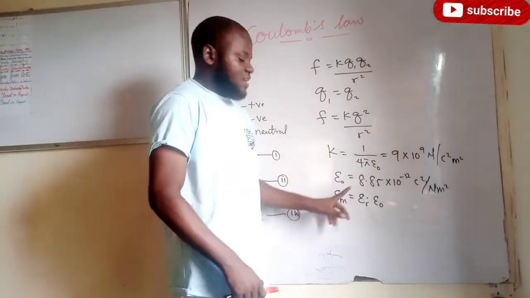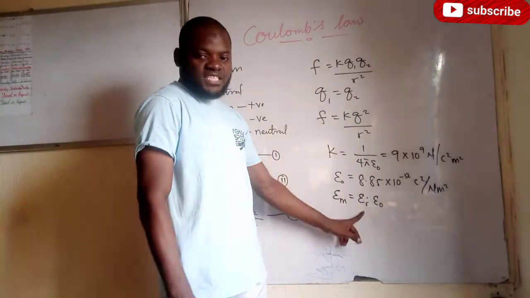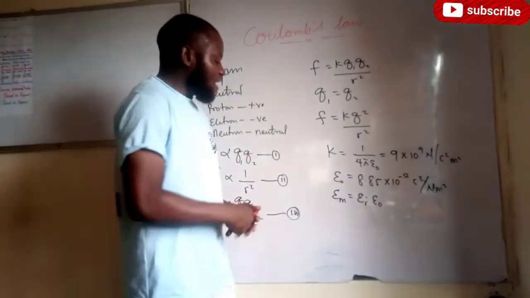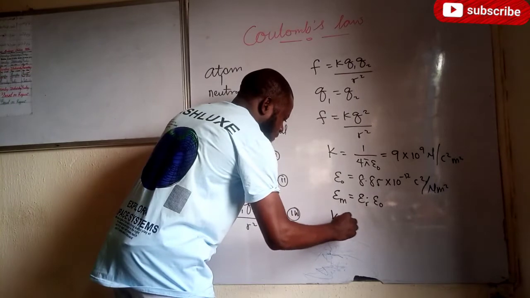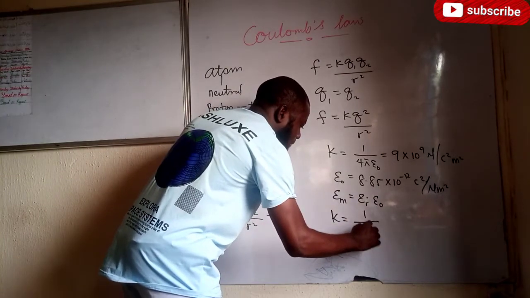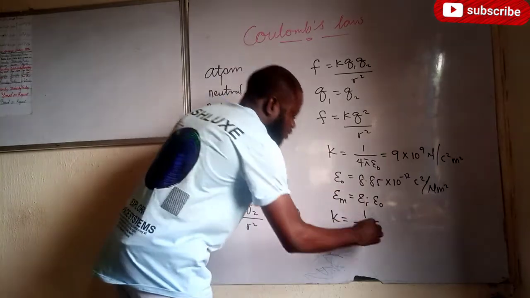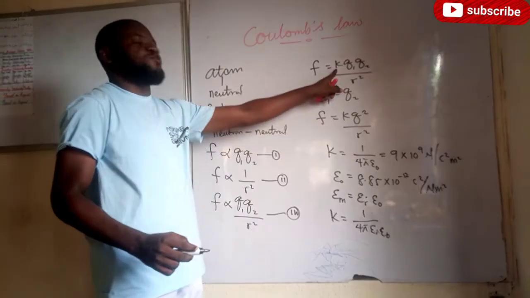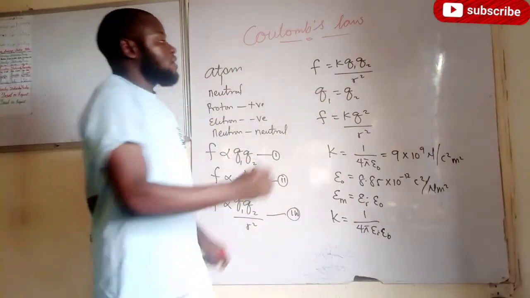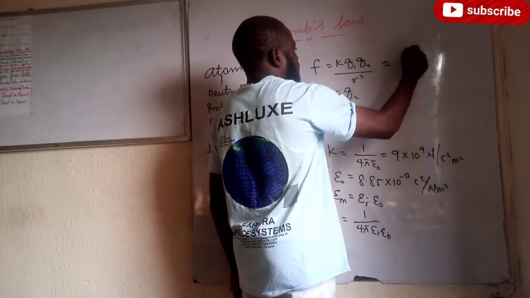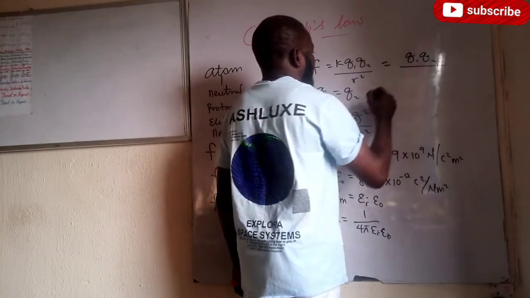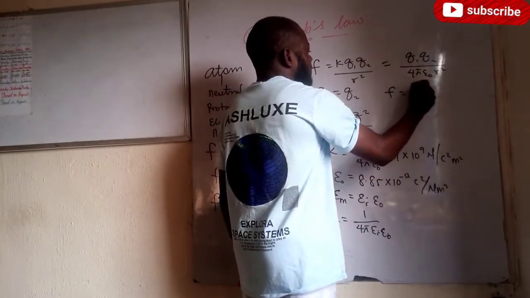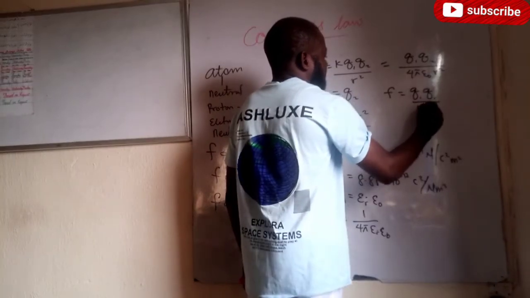Permittivity of any medium is equivalent to relative permittivity multiplied by the permittivity of vacuum. Therefore, the value for K will then change to become K equal 1 over 4 pi, instead of epsilon naught, you are going to have epsilon r multiplied by epsilon naught. And this is what you are going to use to replace K. Are we together? Remember, I can rewrite this equation to become Q1 Q2 divided by 4 pi epsilon naught r squared. This is when the two charges are in vacuum.